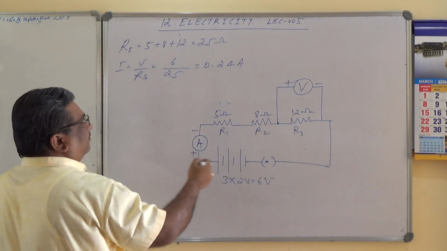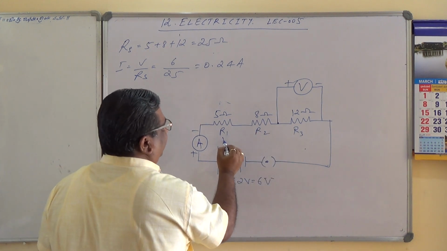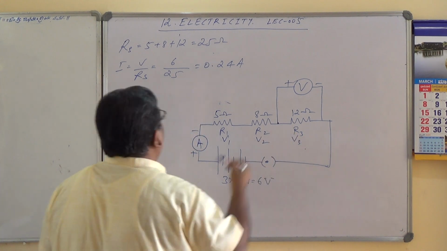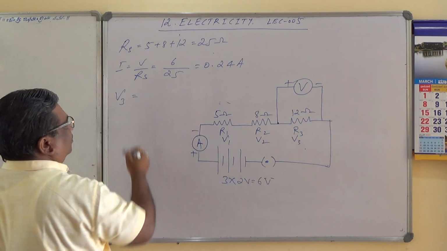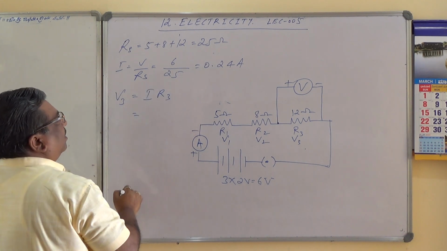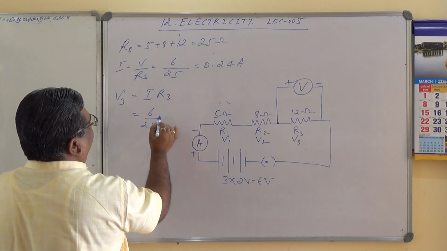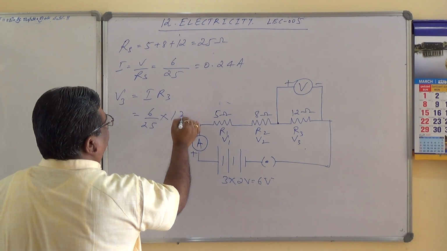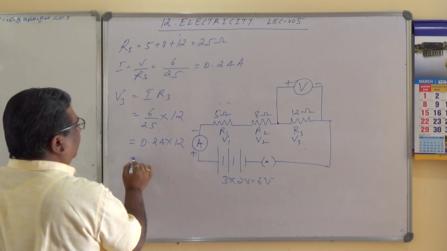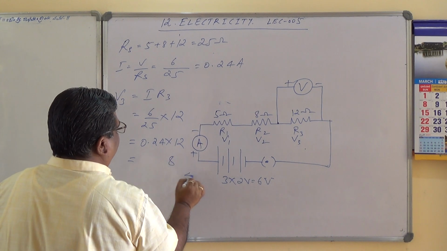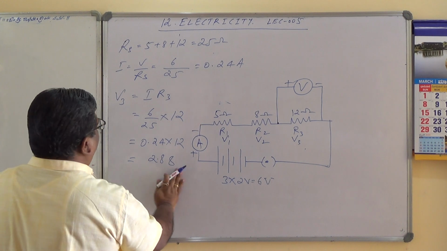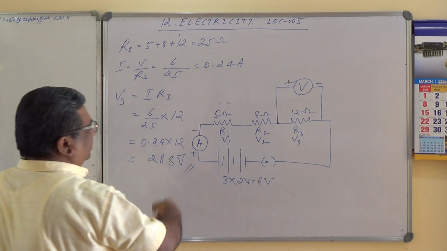Next, what is the potential difference across this one? So basically in series V1, V2, V3. So V3 equals the current into R3. Therefore, the potential difference across the 12 ohm resistor is given by V3 equals I into R3. What is I here? 6 by 25 into R3, which is 12, which equals 0.24 into 12. Up to 2 decimal places, 2.88 volts is the answer for this.